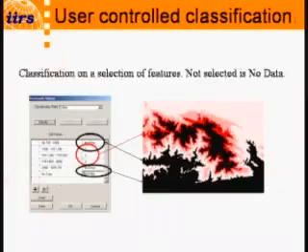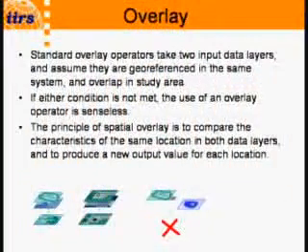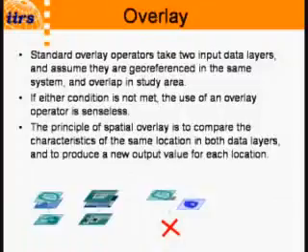Now we come to the overlay analysis, which is also very important in this. Now, if you apply any overlay operation on a vector data set, then your original data values will change. So either it is raster or it is vector.